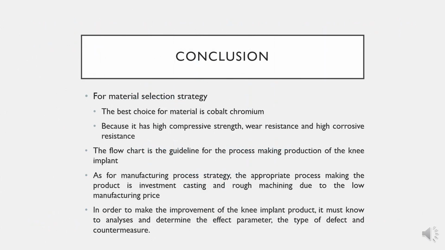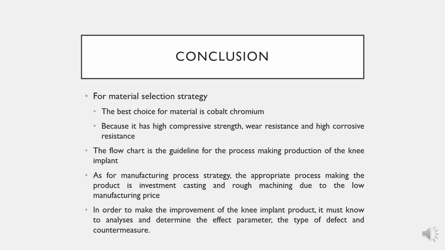Thank you. In conclusion, there are several processes in making the total knee replacement. The first step is to select the best material in the material selection strategy. In the material selection strategy, the best choice of material is cobalt chromium because it has high compressive strength, wear resistance, and high corrosion resistance. The use of a flowchart is just a guideline for the process of producing the knee implant.